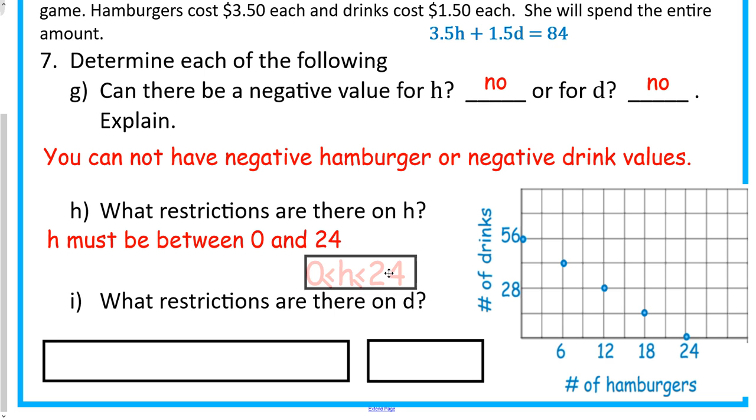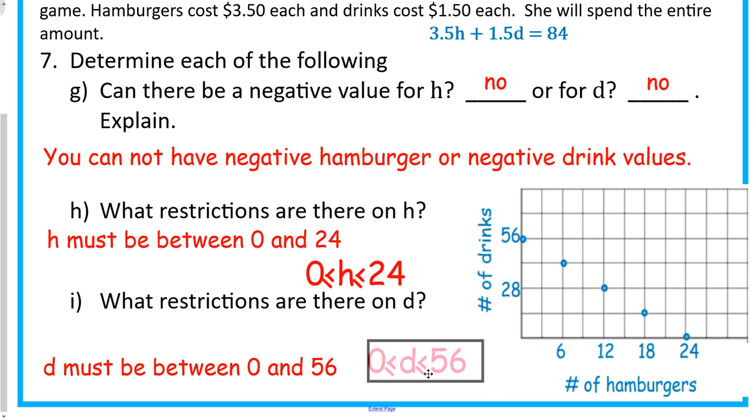The proper way to write this would be H is less than or equal to 24, and H is greater than or equal to 0. And same for D. You can only buy between 0 and 56 drinks. So your value D has to be less than or equal to 56, and D has to be greater than or equal to 0. So those are the restrictions.